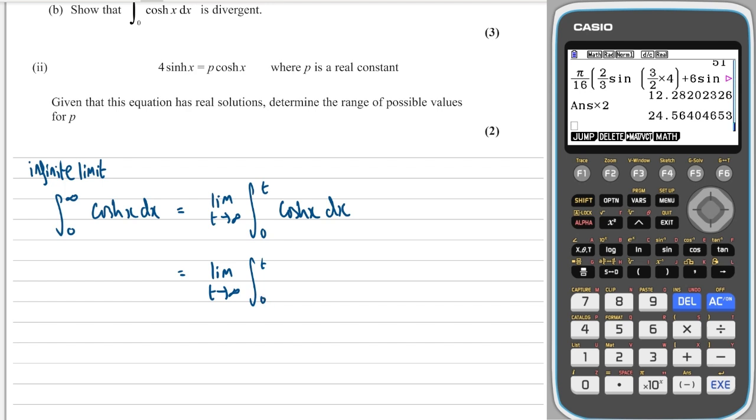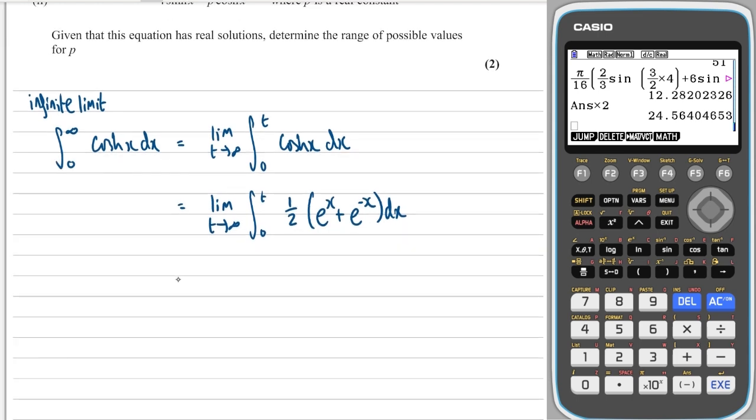1/2 (e to the x plus e to the minus x). Okay, so we can then take out a half, and we can integrate. So it's the limit as t tends to infinity of 1/2, and then when we integrate, e to the x goes to e to the x, and this goes to minus e to the minus x, between t and 0.